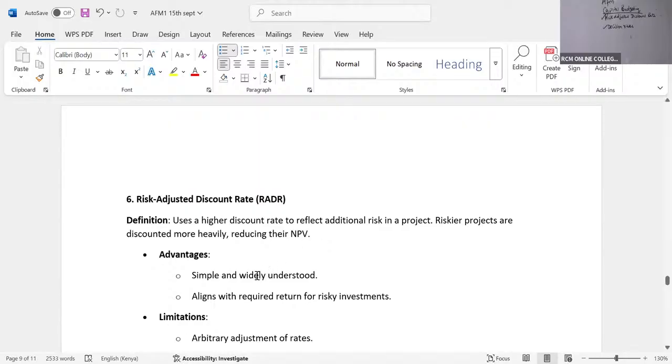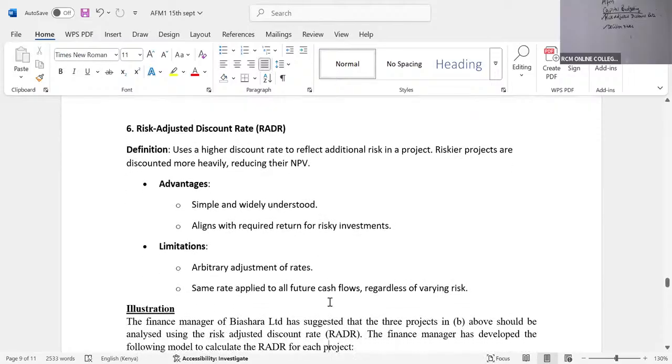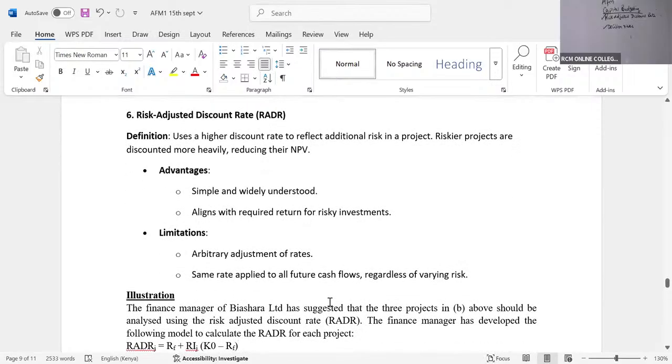Advantages: it is simple, widely used and easily understood. It aligns with the required return for risky investments. In this case, the limitations: subjectivity. How will you be able to say that this project is riskier than the other one? And if it's riskier, they're going to give it a 20% cost of capital. So, arbitrary adjustment of rates.